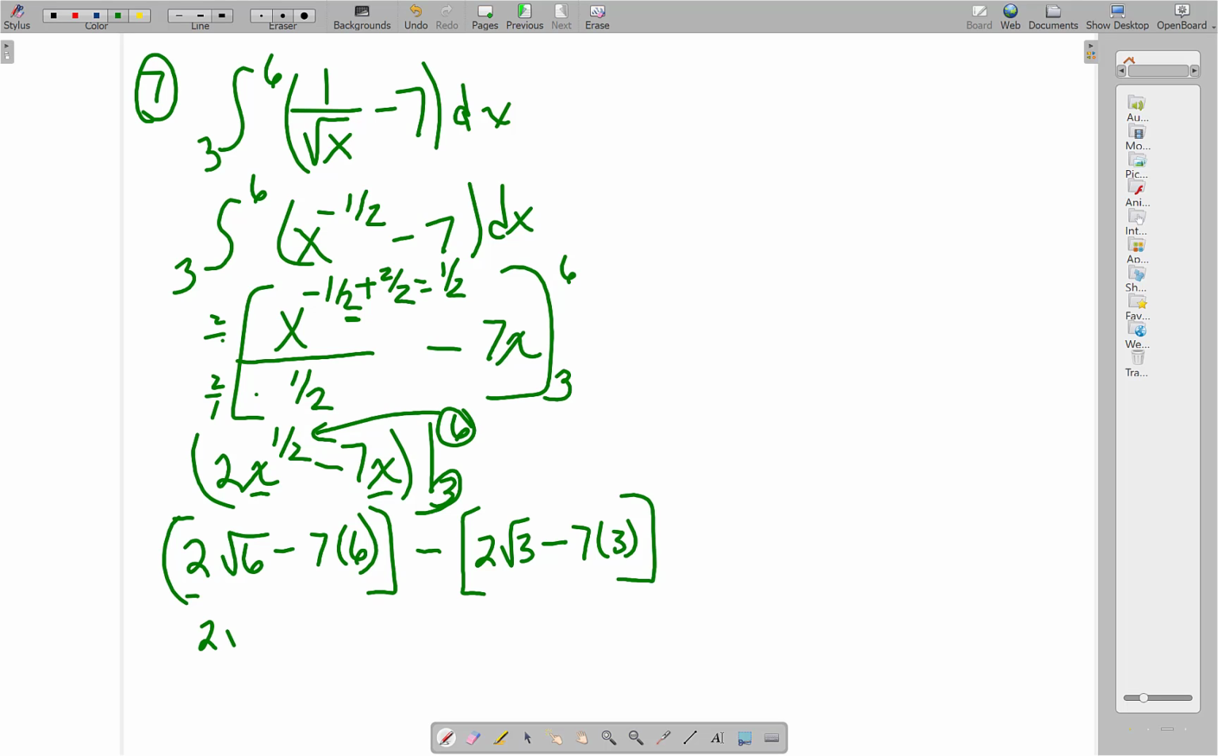which gives us 2 square root of 6 minus 42. Make sure you distribute your negative. Minus 2 square root of 3. Now a negative times a negative is a positive, plus 21. That then gives us 2 square root of 6 minus 2 square root of 3 minus 21. And that is your answer for number 7.